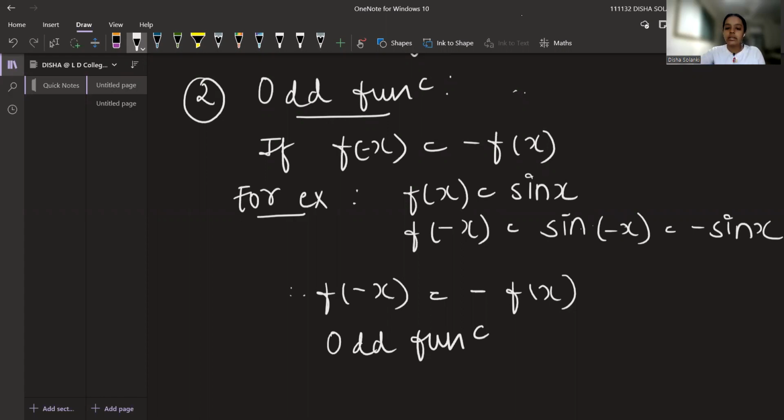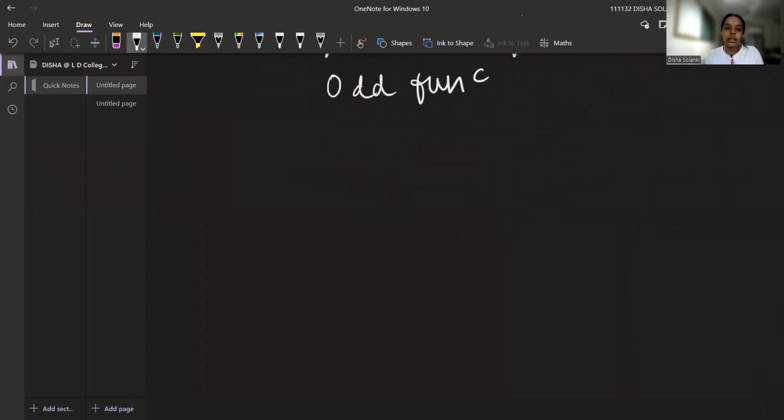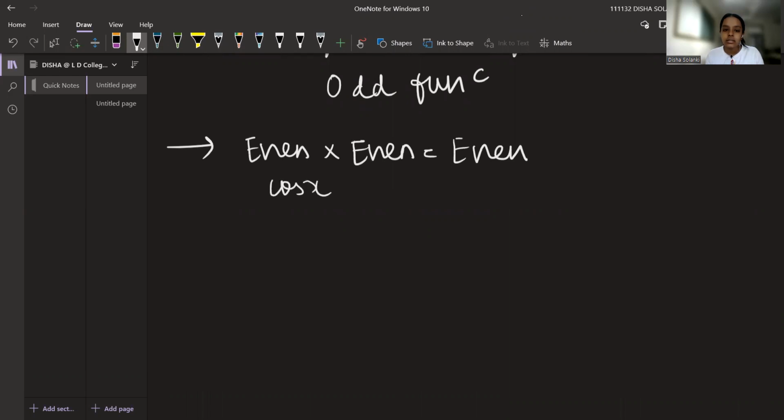Our next topic is, if you multiply even function with even function, then it will be even function only. For example, cos x, which is an even function, you multiply with x square, then the resultant function will be even function only. That is cos x square.